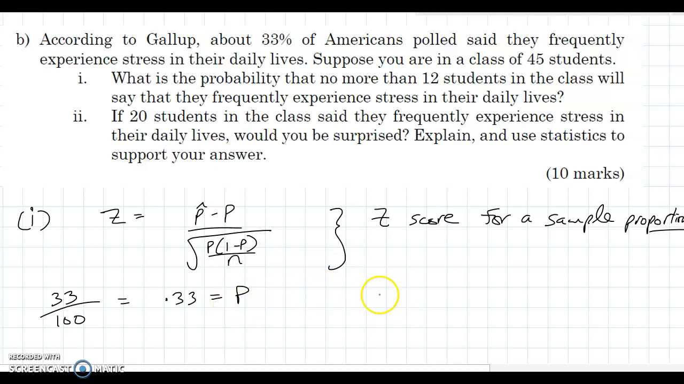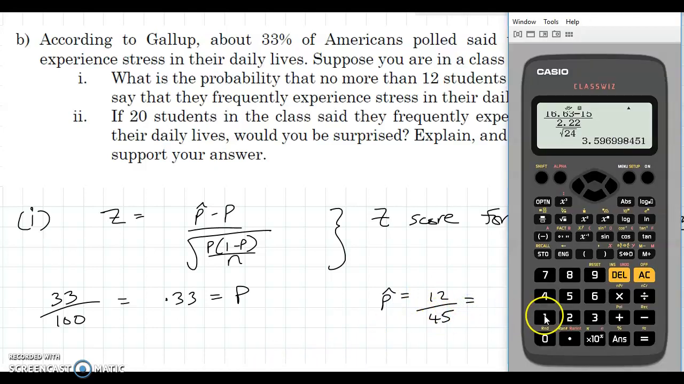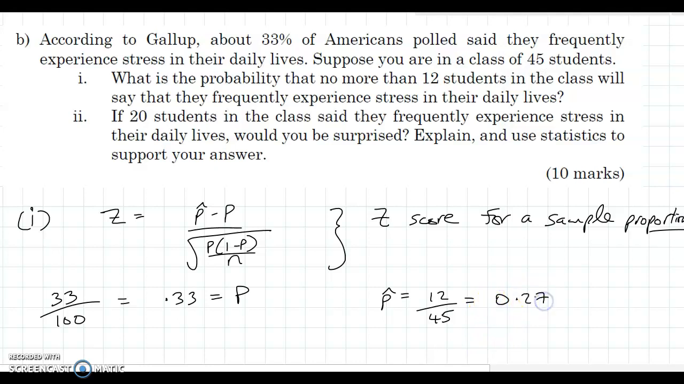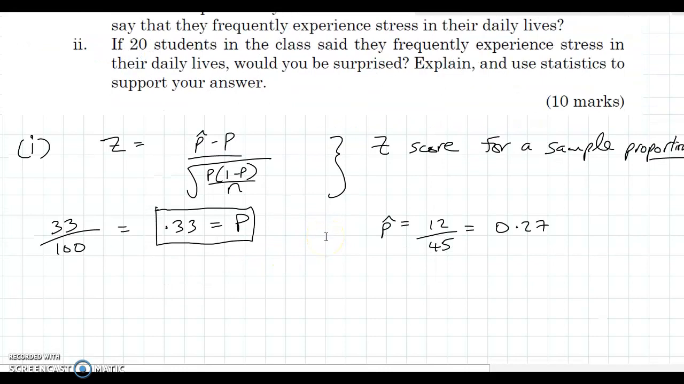So our sample proportion P hat is going to be 12 out of 45. So 12 divided by 45. Let's put that into the calculator. 12 over 45, and that comes out to be, to two decimal places, 0.27. Right, so we have our population proportion P, and we have P hat, which is 0.27.